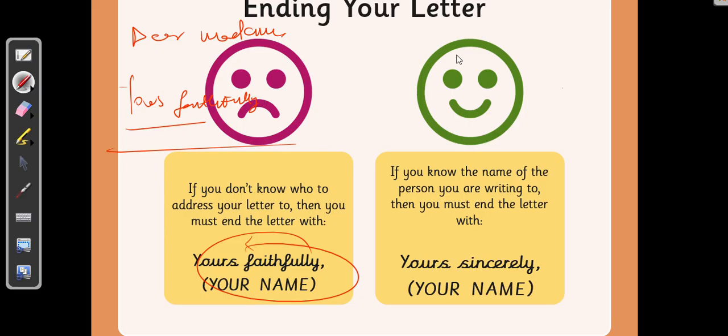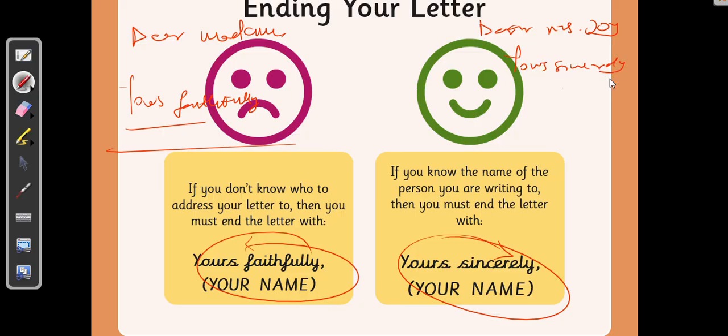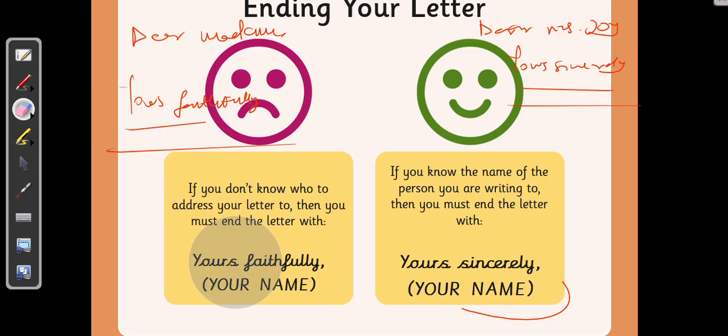But if you do know their name, let's say you wrote dear Miss Joy, now for your subscription, you use what? Yours sincerely. And then yours sincerely, your signature and your full name. So don't forget that. Very, very important, very essential. So if you do not know their name, use yours faithfully. If you know their name, use yours sincerely. So it depends on you.